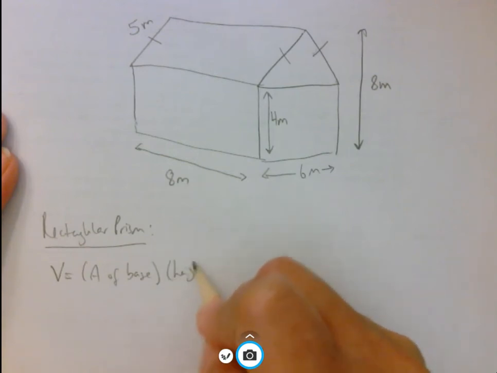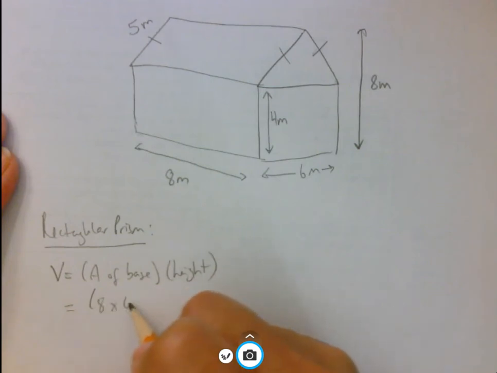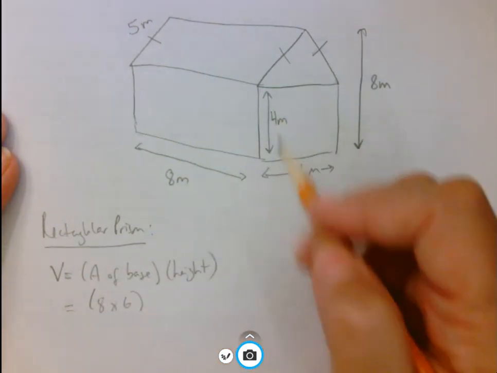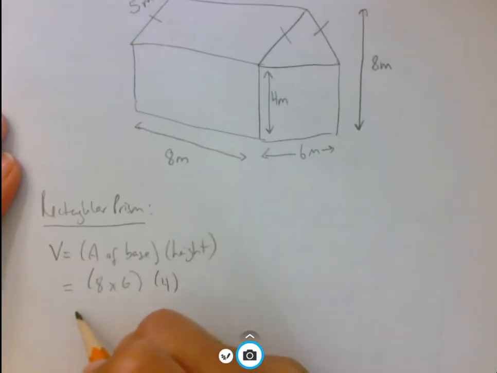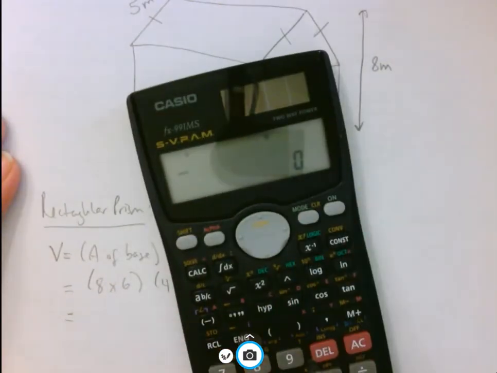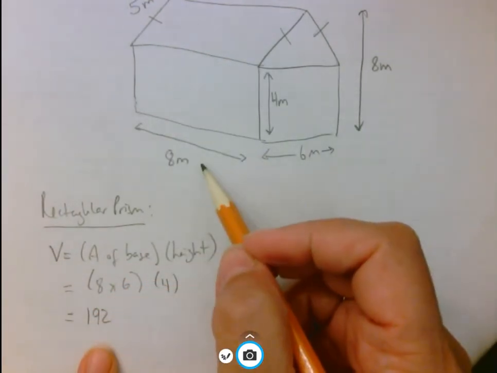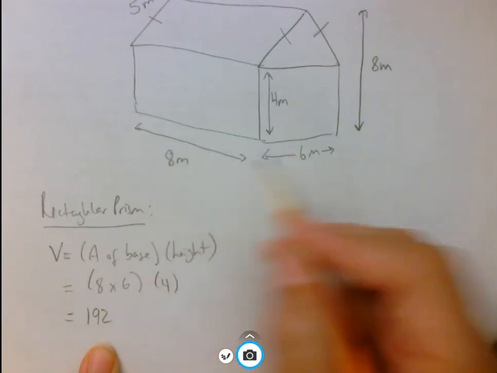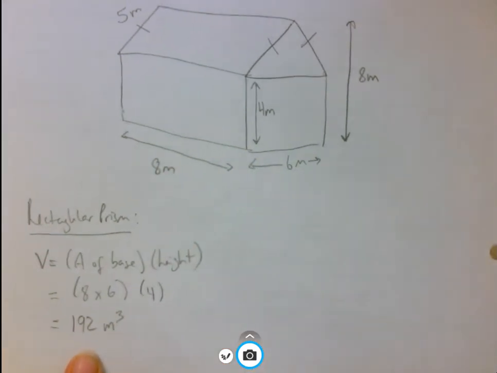times the height. Now the area of the base is 8 times 6, and I'm going to do it all together times the height, so times another 4. That's going to be 48 times 4. Handy dandy calculator: 48 times 4, 192. And since we're working in meters and doing volume, with length, width, and height, 3 dimensions, that's meters cubed. That's the easy one.